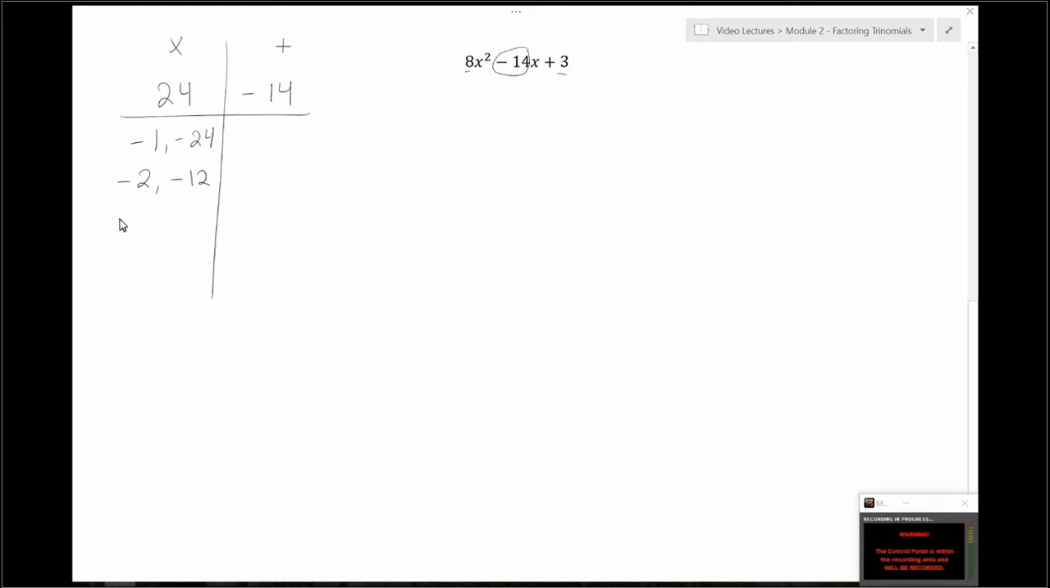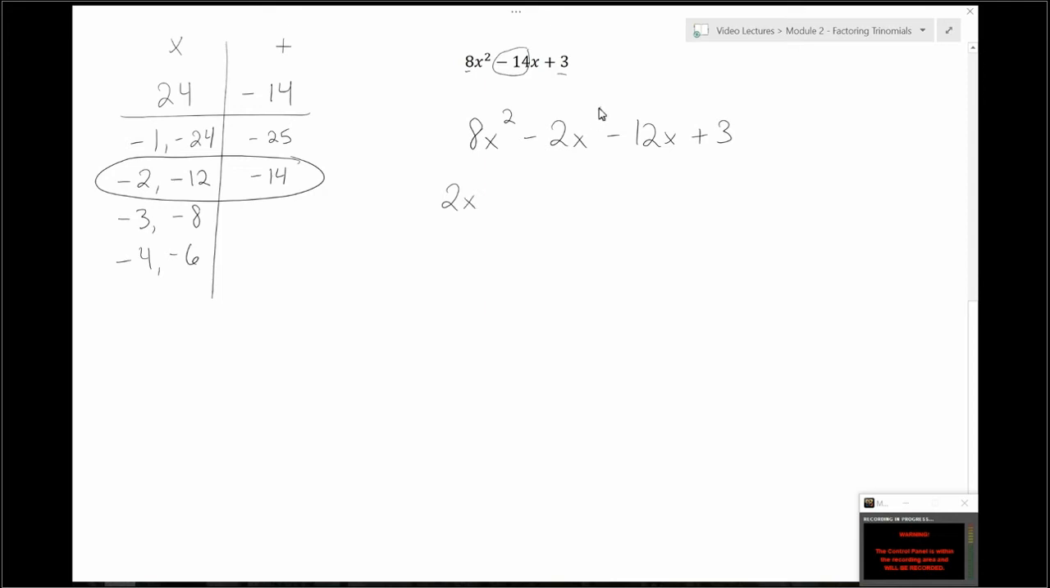Negative 1, negative 24, negative 2, and negative 12, negative 3, negative 8, negative 4, negative 6, 5 is not a factor, and then we begin repeating. So this is all of them. So we start adding across. And I see that second pair was the one I wanted. And so that's how I'm going to break up this middle term. I'll have my 8x squared minus 2x minus 12x plus 3.